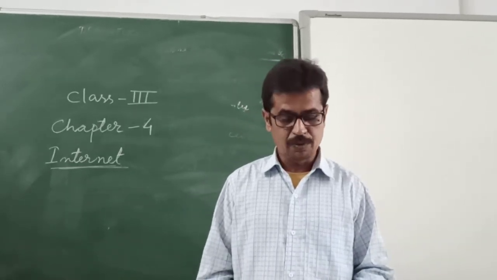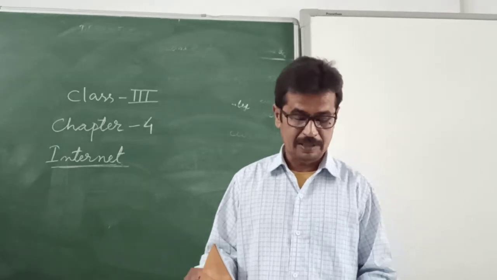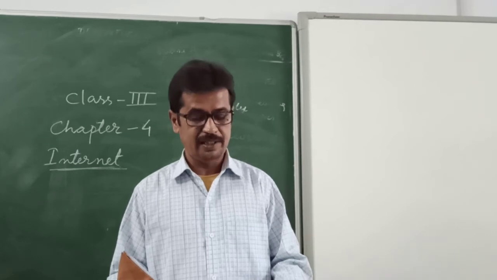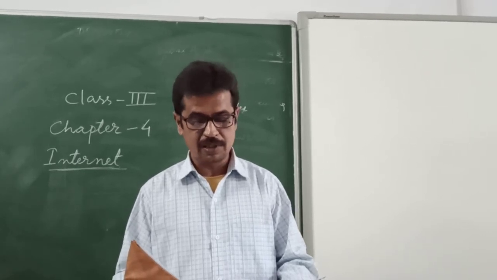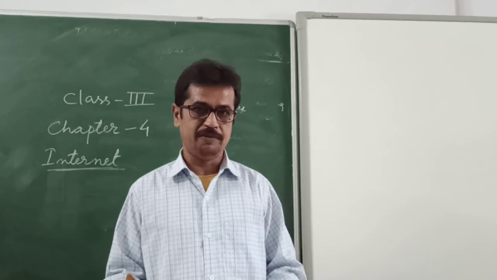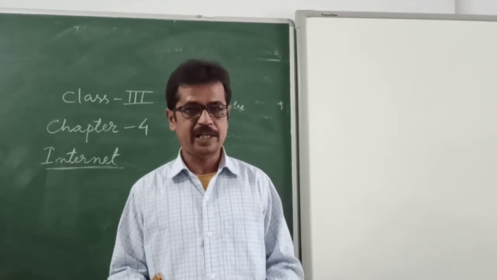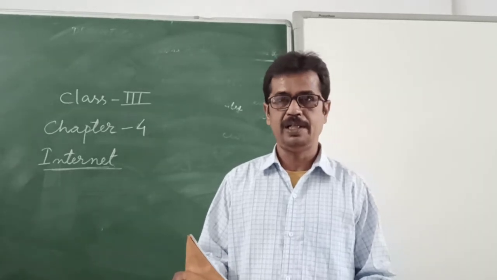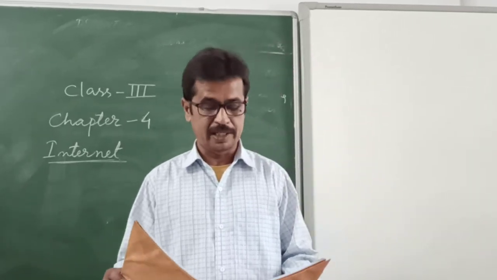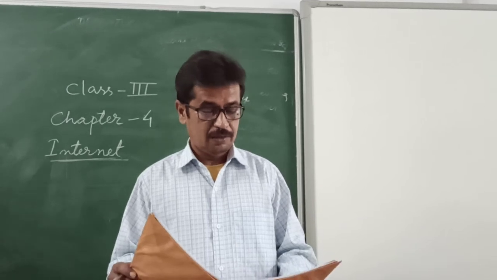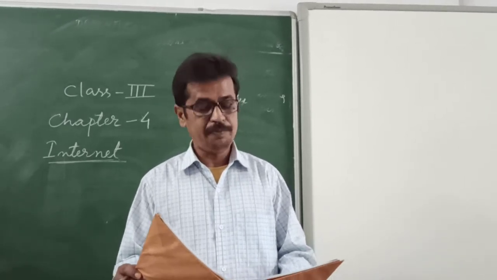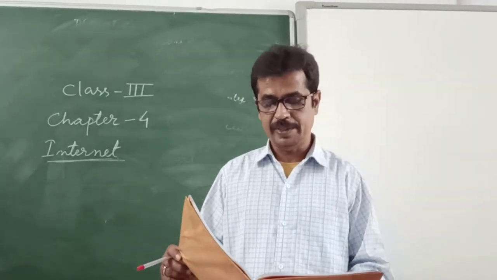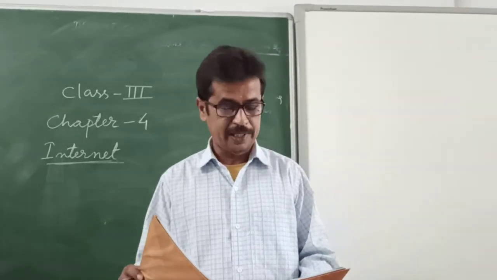Now let's take a quick recap of this chapter number 4, that is internet. What is the internet? The internet is generally defined as a global network connecting millions of computers worldwide. Next is website. A website is a collection of related web pages linked to one another. Now, what is a web page? The information on the internet is available in the form of digital pages, which are called web pages.